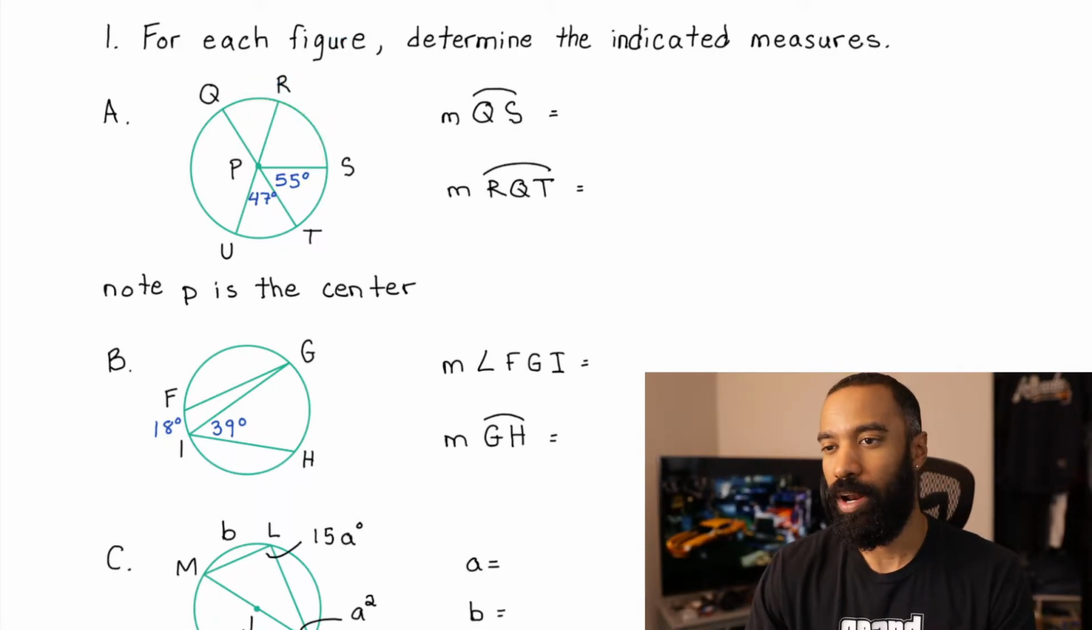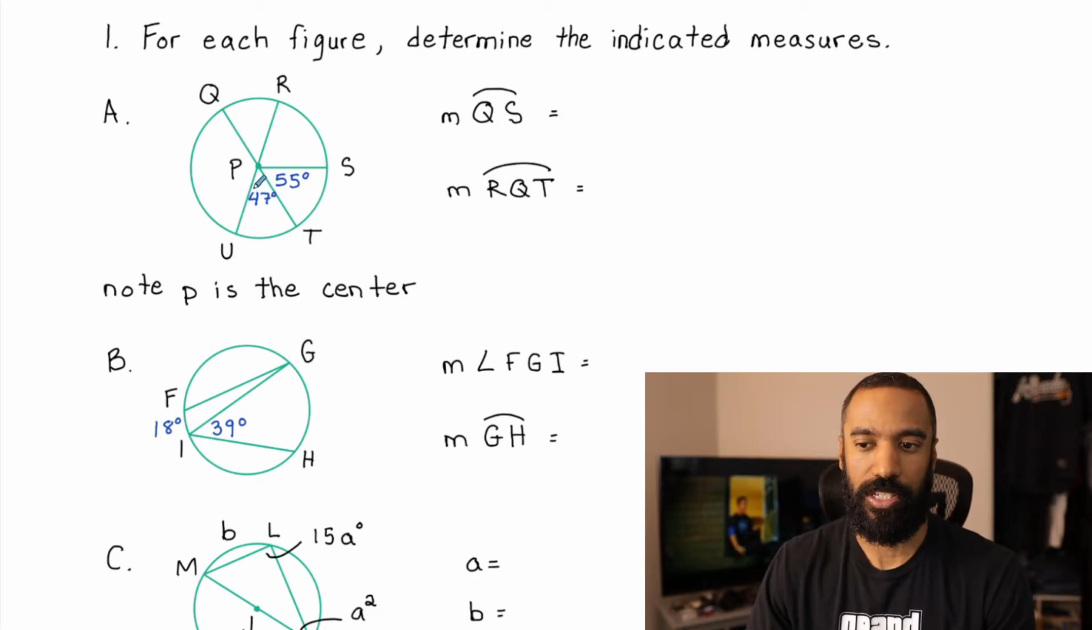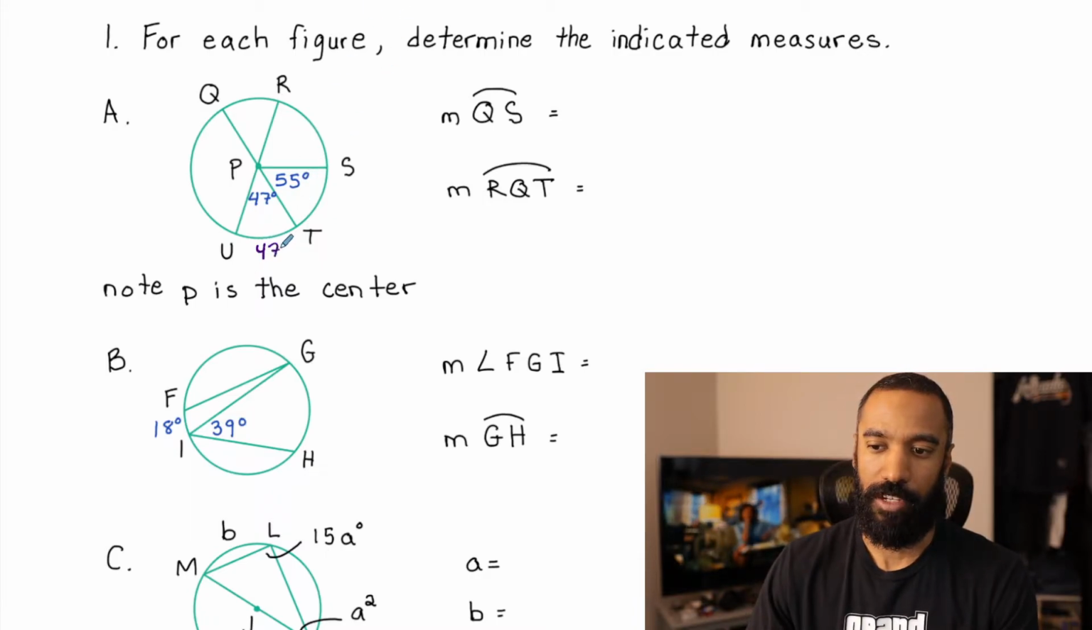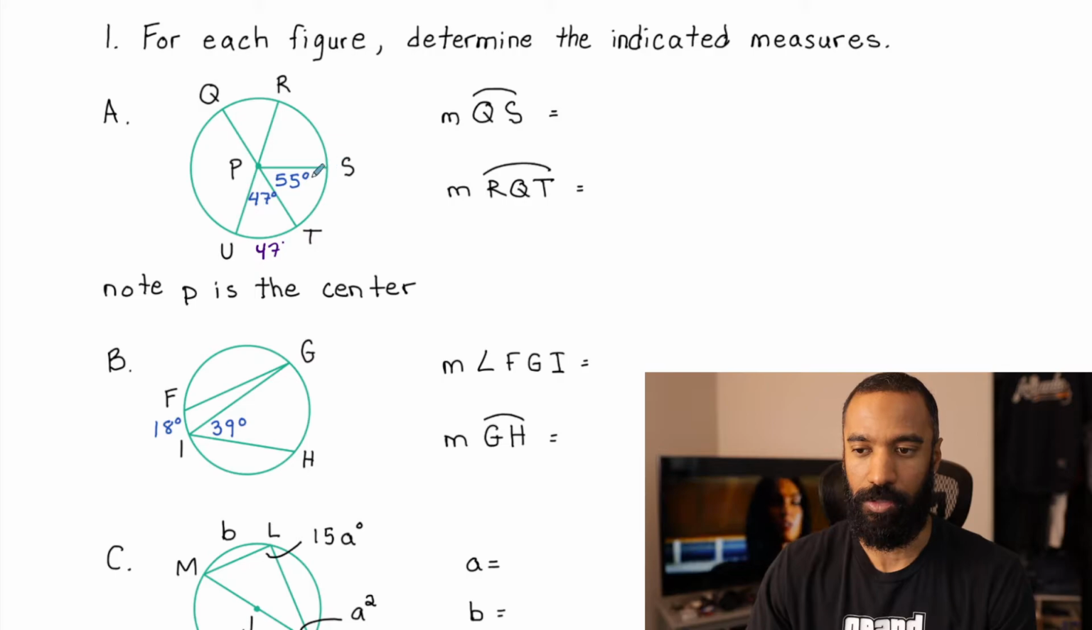Now, what I want to talk about to start with is that these are central angles right here, and these intercepted arcs have the same exact measure. If that's 47 degrees as an angle, then the measure of arc UT is 47 degrees. This is 55 degrees right here. Hey, so this is 55 degrees.